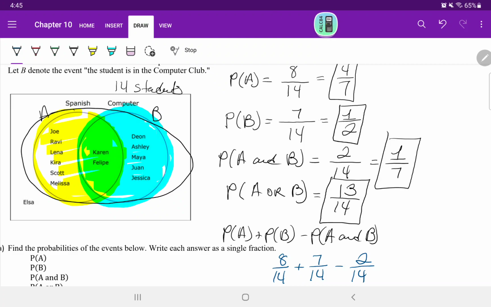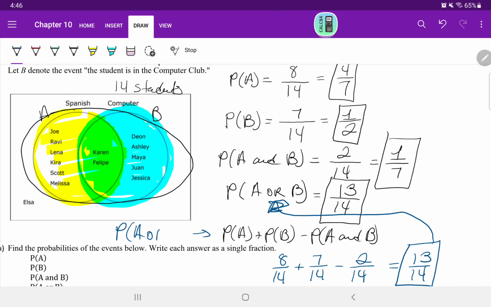Same denominators, combine the tops. 8 plus 7 is 15. 15 minus 2 is 13. So that is 13 over 14. And if you notice, this answer is the same as the probability of A or B. Because once again, this is the addition rule.